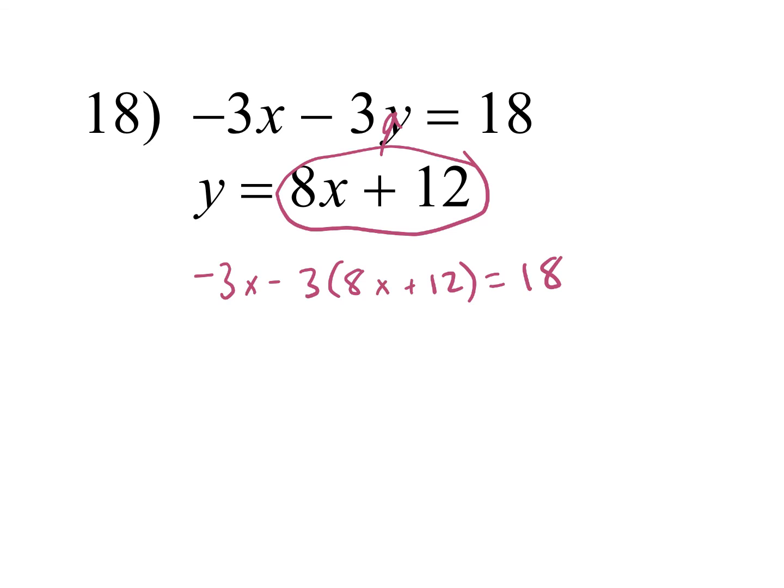What should I do first to solve? What am I distributing? Negative 3. So I have negative 3x. What's negative 3 times 8x? Negative 24x. And negative 3 times 12? Negative 36. What should I do next? Combine like terms. What's negative 3x minus 24x? Negative 27x. Awesome.